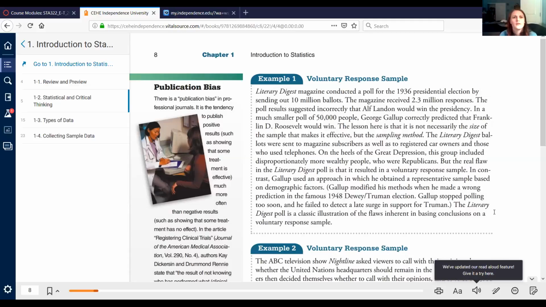How does the census reach each household? Is it through the mail? And is that also how Gallup reached his different demographics? Was it through the mail?